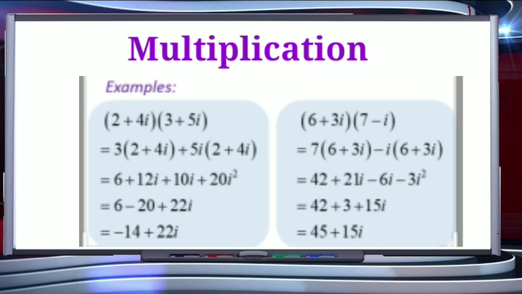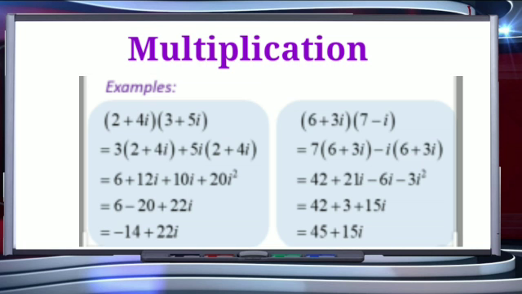Let us understand the same with the help of an example. So here we have the numbers as 2 plus 4 iota in multiplication with 3 plus 5 iota. So this is 3 into 2 plus 4 iota, plus 5 iota outside, again 2 plus 4 iota. So this is 6 plus 12 iota plus 10 iota plus 20 iota square. Now we will substitute iota square as minus 1. So this reduces to 6 minus 20 plus 22i, which is equal to minus 14 plus 22i.